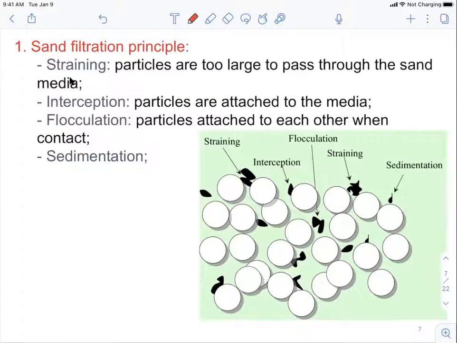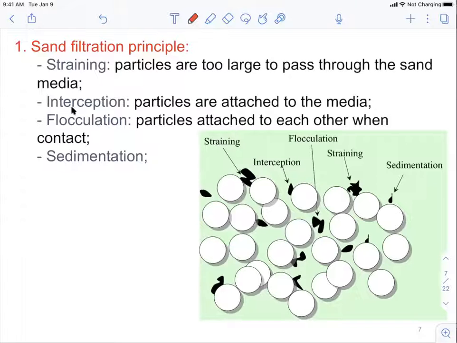So you can have straining. Straining means that the particles are too large. For example, although we're filtering out smaller particles, the size may be comparable to the sand particles, right? So these particles are too large that there's no way they can flow through the channel here, so they get blocked.